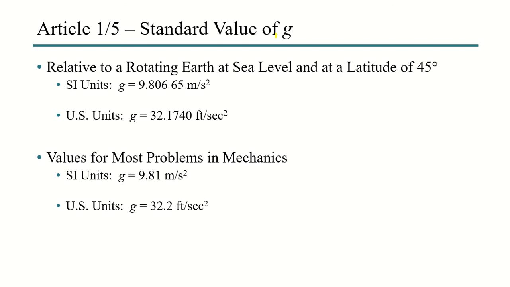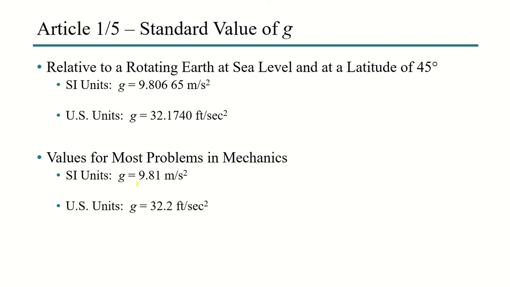Then the standard value of g, relative to a rotating Earth at sea level and at a latitude of 45 degrees. For the SI units, g is equal to 9.80665 meter per second squared. And for the US units, g is equal to 32.1740 feet per second squared. These are values for most problems in mechanics that we need to memorize, and know where these values were taken from.